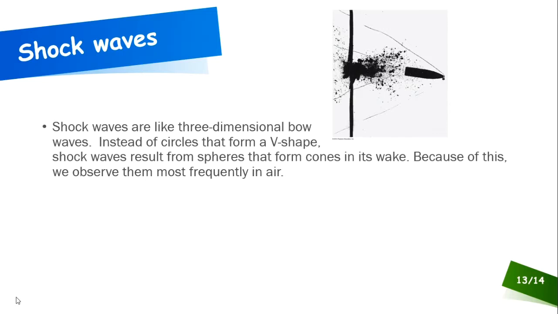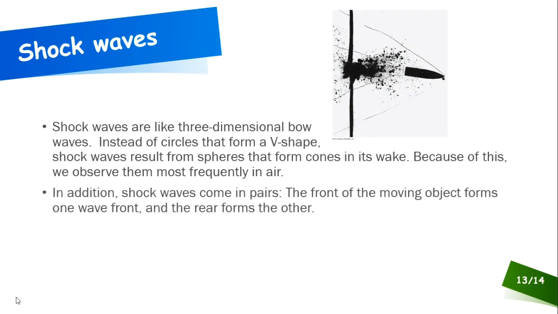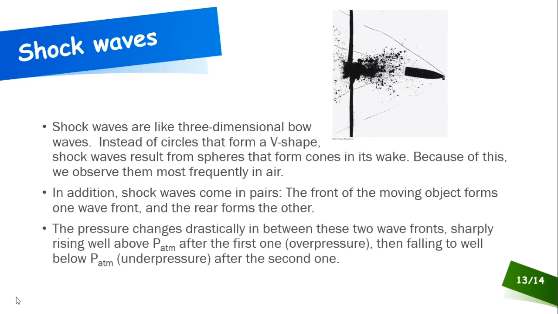Here's an example with the bullet going through, I guess a board is what it is. And you notice how the wave occurs in pairs. You've got a wave on the front and you've got a wave on the back. The front of the moving object is forming the first part of the wave, and the rear of the object is forming the other part. So the shock waves are actually occurring in pairs. And there are pressure changes at each of these two wave fronts. That's what's actually causing the wave fronts: differences in pressure from the surroundings.